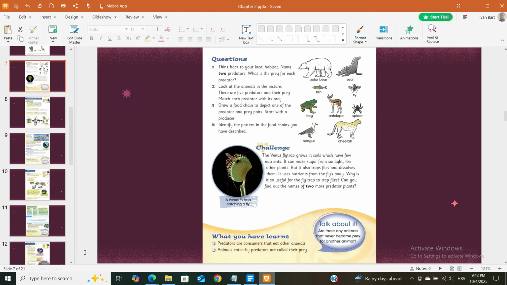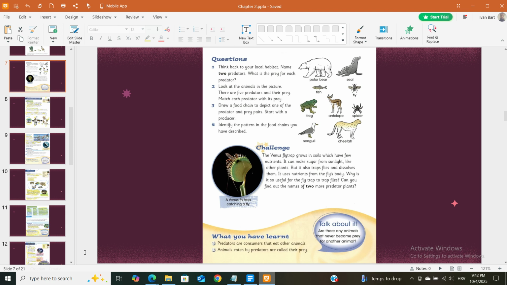Polar bear, seal, fish, fly, frog, antelope, spider, seagull, cheetah. Challenge: a Venus flytrap catching a fly. The Venus flytrap grows in soils which have few nutrients. It can make sugar from sunlight, like other plants. But it also traps flies and dissolves them. It uses nutrients from the fly's body. Why is it so useful for the flytrap to trap flies? Can you find out the names of 2 more predator plants?